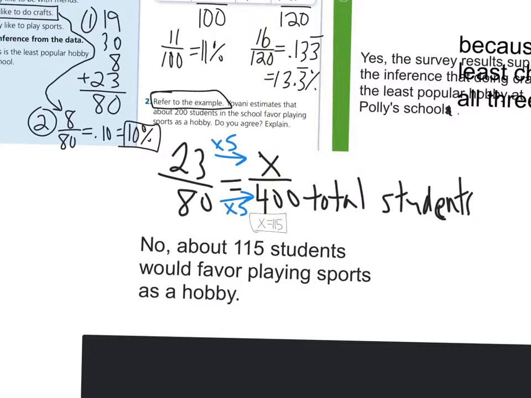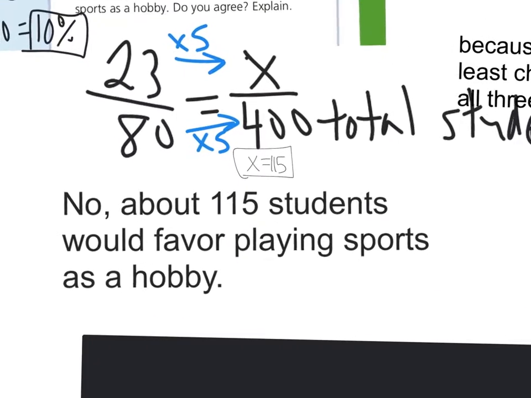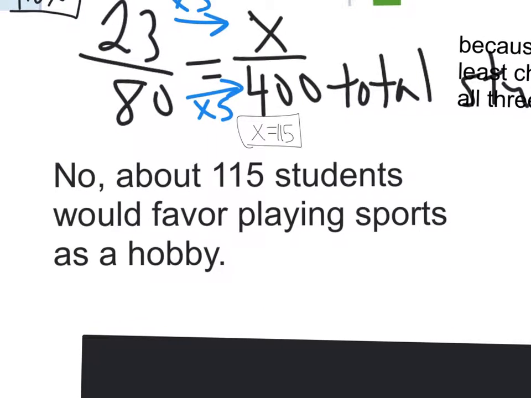And so they estimated about 200 students. And so we would have to say no, about 115 students would favor playing sports as a hobby. And again, it may not exactly be 115, but 200 is pretty far off from that. You know, if they said maybe 125 or something, that would be a lot better estimate. 200 is probably too far off based off of what our sample was.